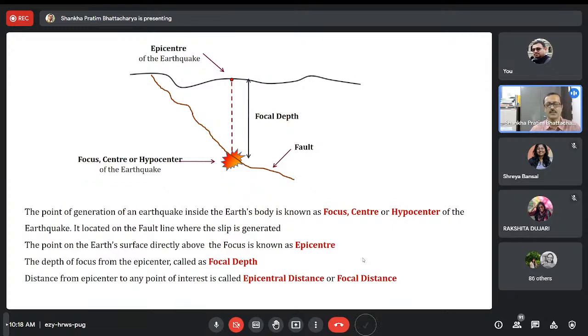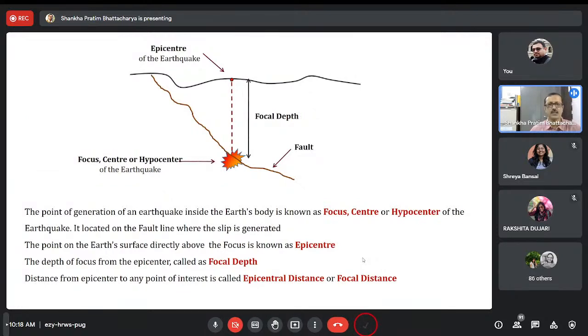Now this depth is called the focal depth. You understand, if the depth is shallow, the magnitude or the impact of the earthquake is very high. And if the depth is larger, then there will be less impact.